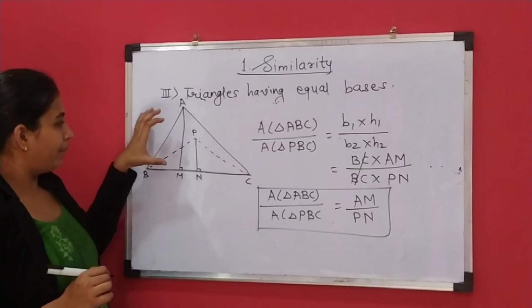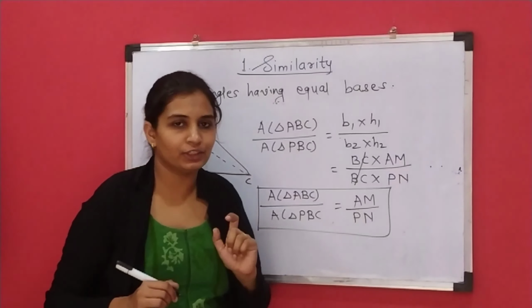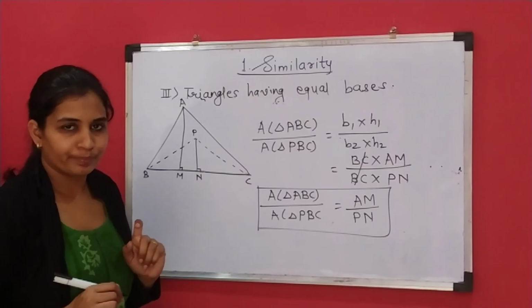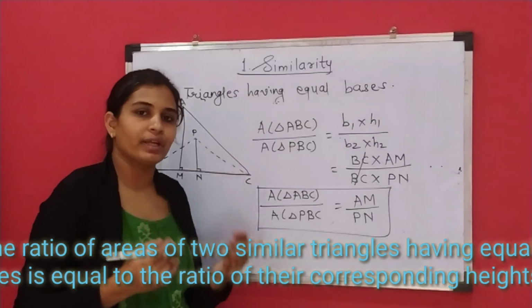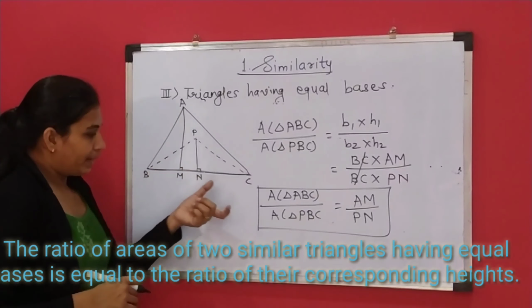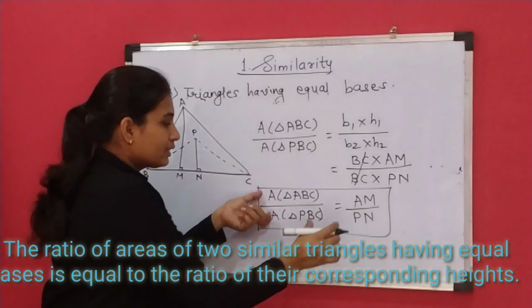Now what are AM and PN? AM and PN are the corresponding heights of those triangles. Now we got the third property, which is also very important: the ratio of areas of two triangles. What did I say?